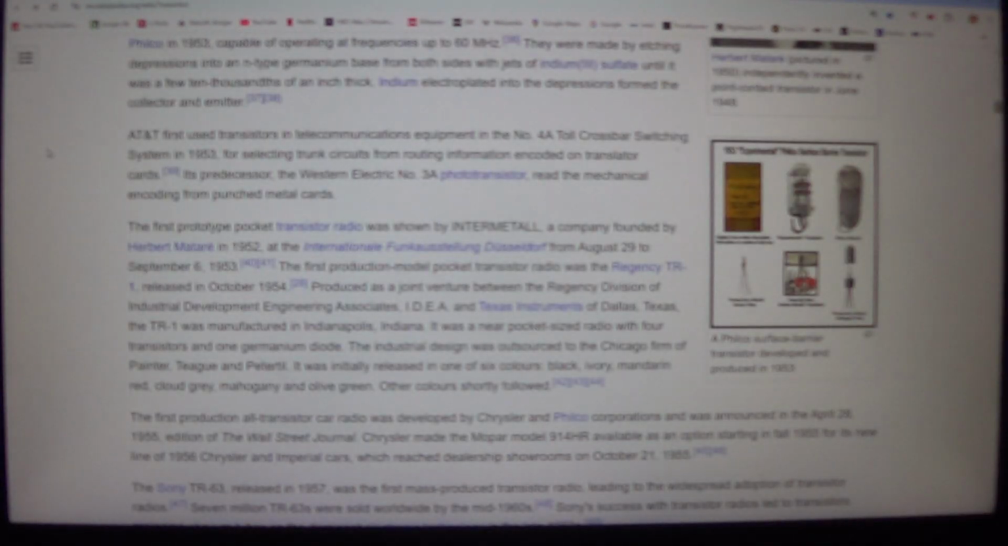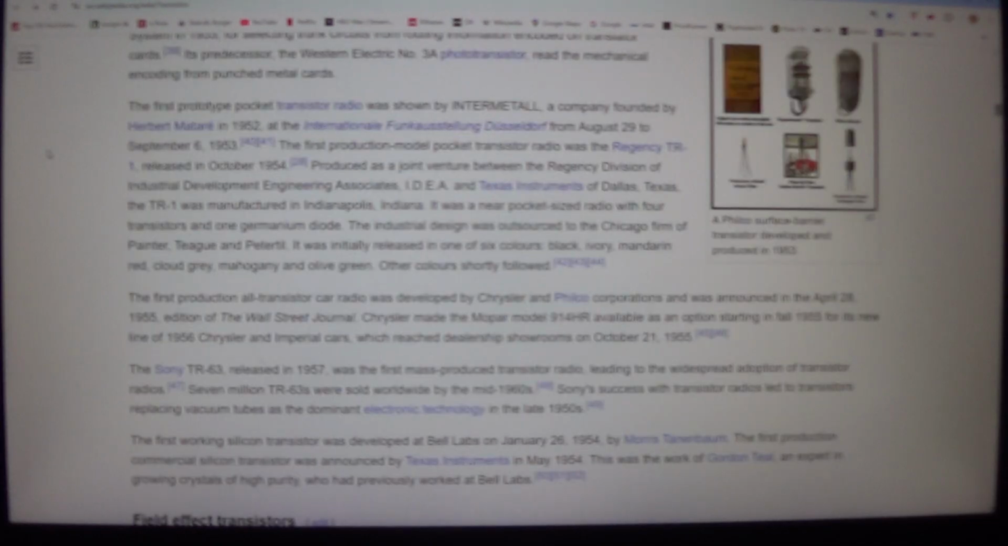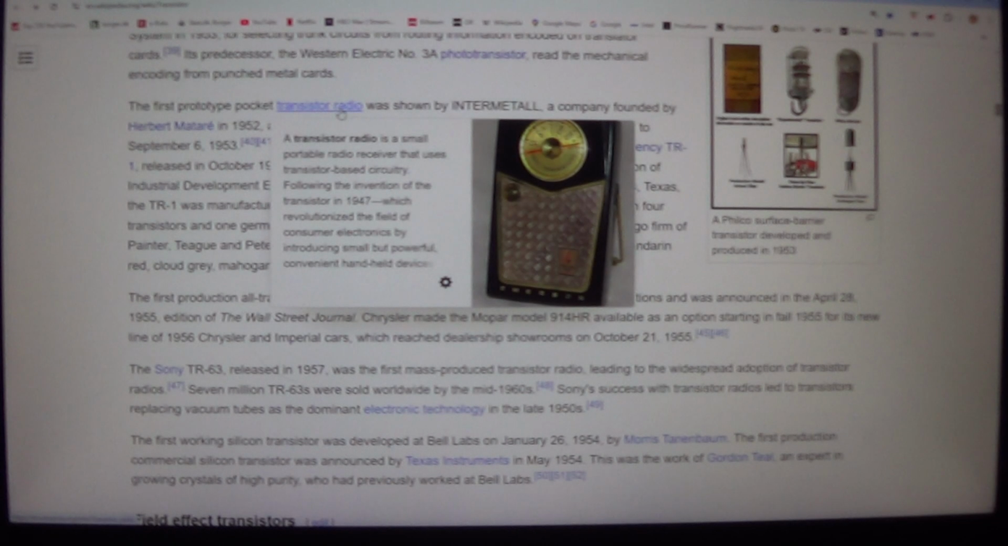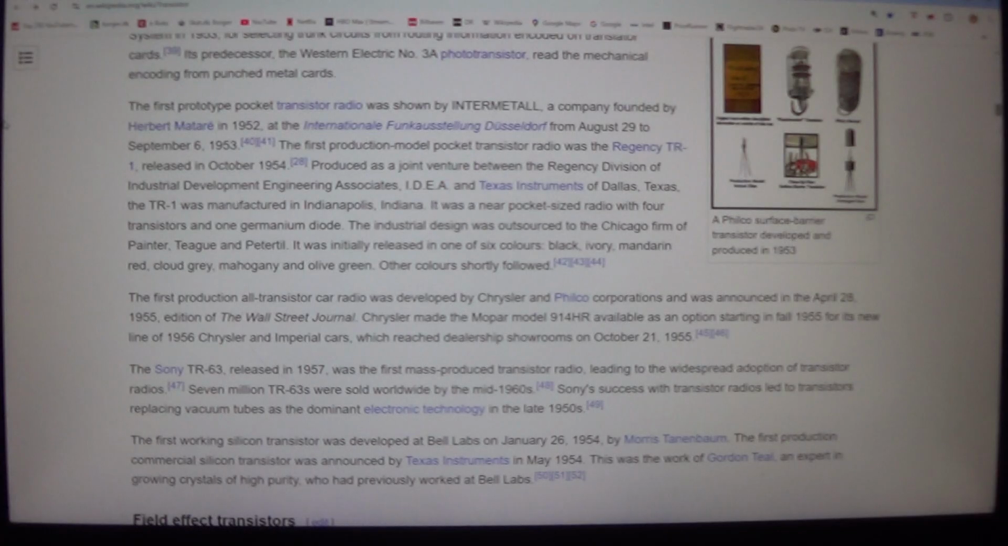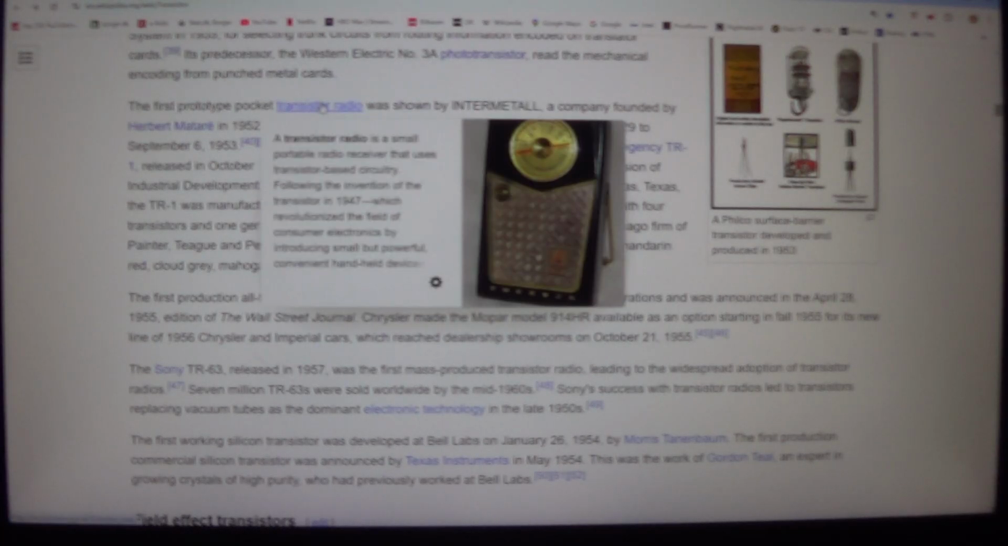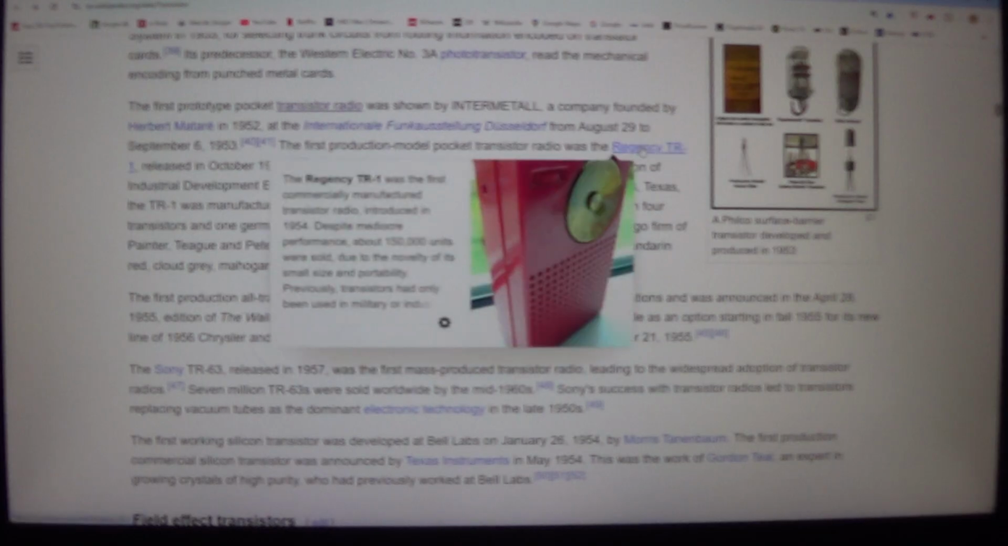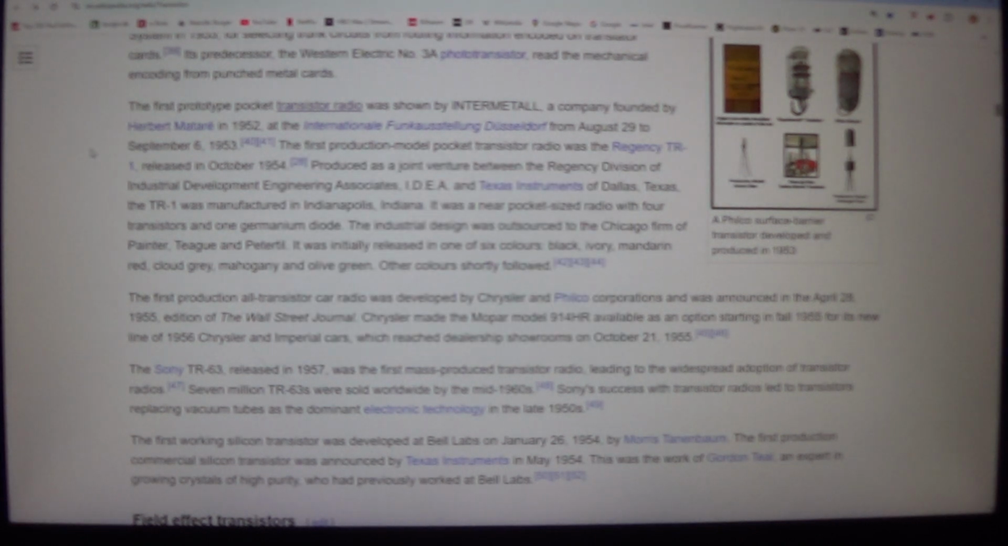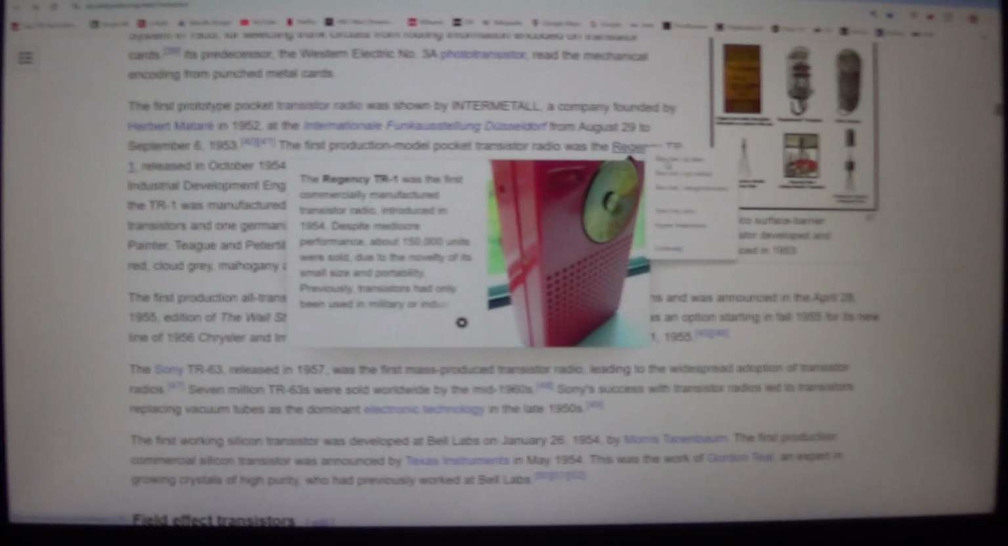The first prototype pocket transistor radio was shown by Intermetall, a company founded by Herbert Mataré in 1952, at the Internationale Funkausstellung Düsseldorf from the 29th of August to the 6th of September, 1953. The first production model pocket transistor radio was the Regency TR-1, released in October 1954. Produced as a joint venture between the Regency Division of Industrial Development Engineering Associates, I.D.E.A., and Texas Instruments of Dallas, Texas, the TR-1 was manufactured in Indianapolis, Indiana.